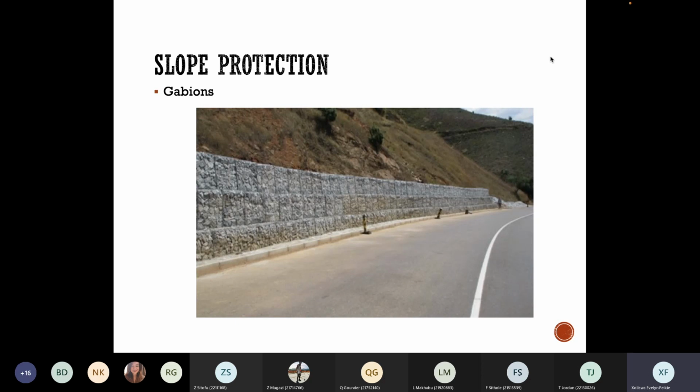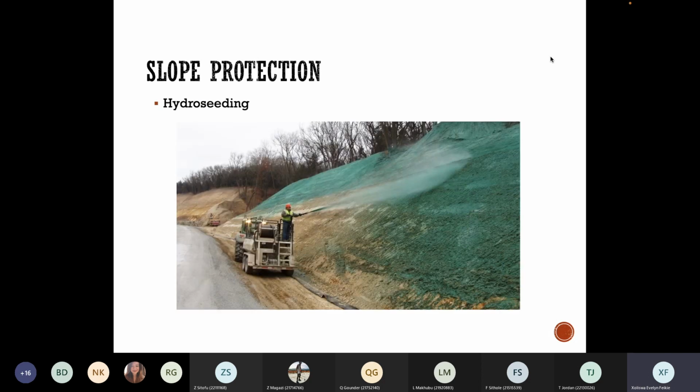So they speak about gabions. These are the gabions. If you see on the side of the road, you see those wire meshes, and then inside them there are fragments of rock. Those are gabions. Hydroseeding is a process whereby they try to make sure that there is vegetation. So they will spray that solution that they have there.